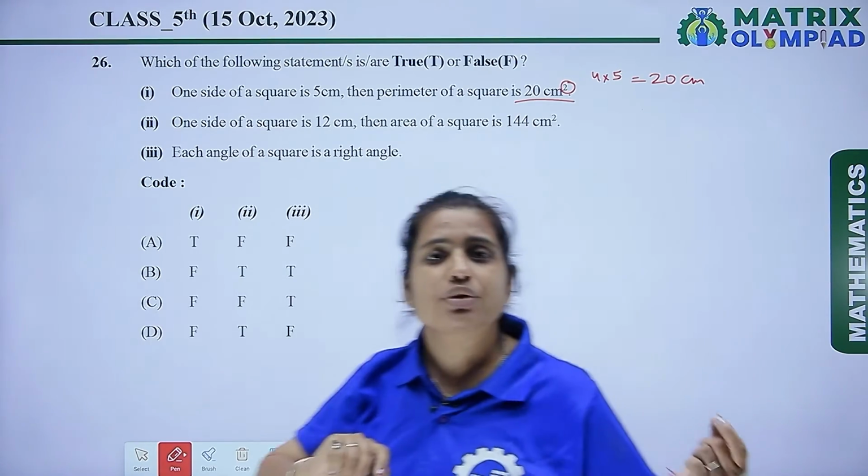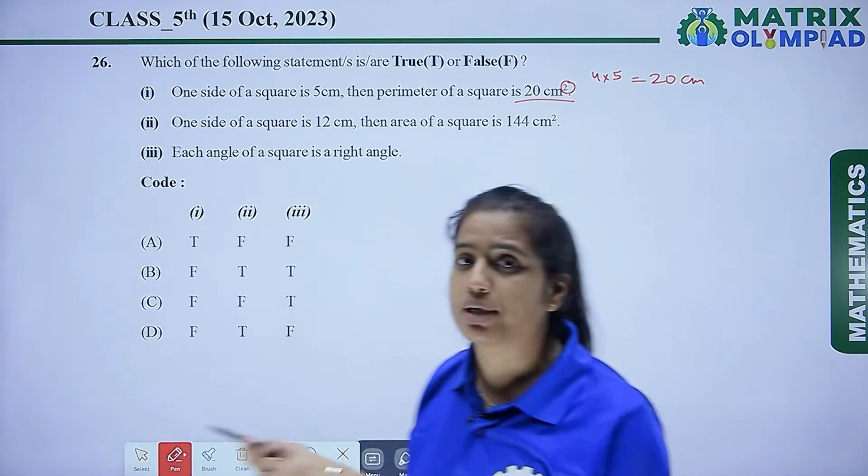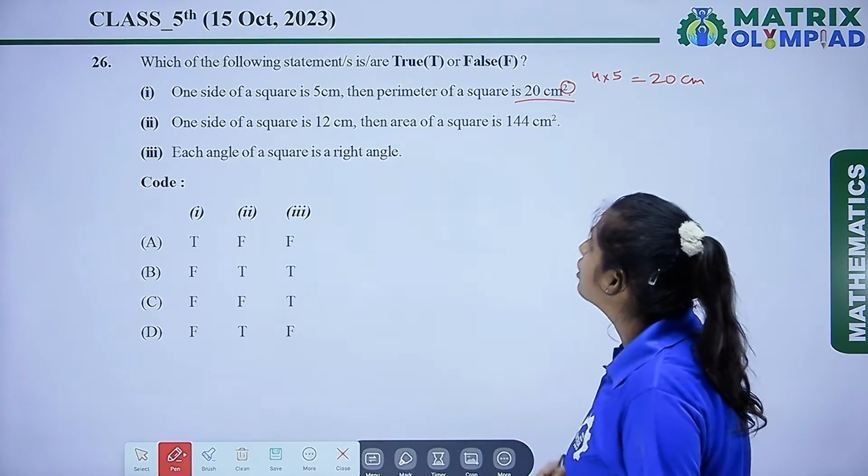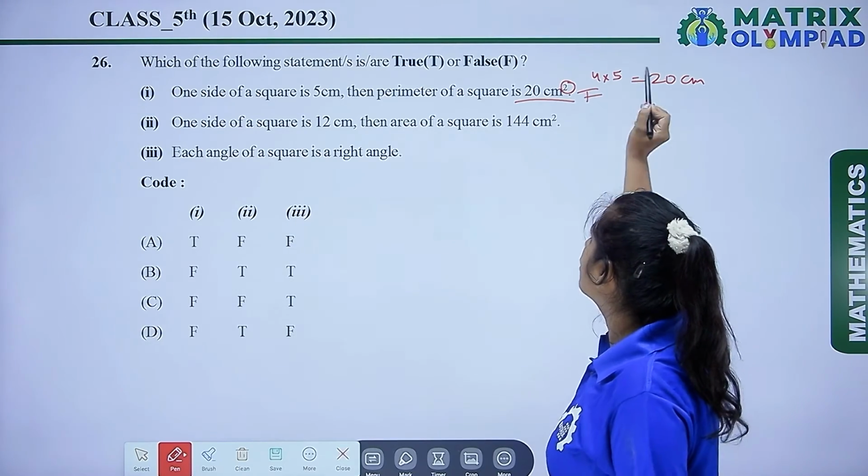स्क्वायर कब लगता है यूनिट में? जब आपको एरिया फाइंड आउट करना होता है. बट यहाँ पर आपको फाइंड आउट करना है पैरामीटर. सो हियर दिस स्टेटमेंट इज फॉल्स.